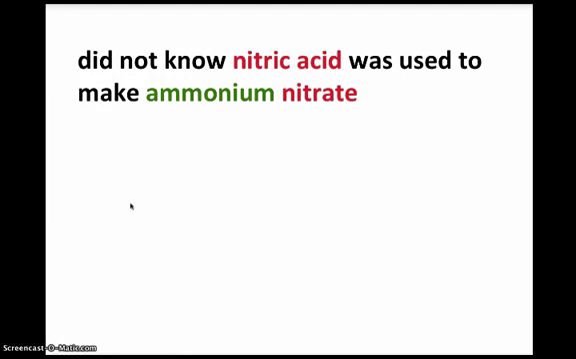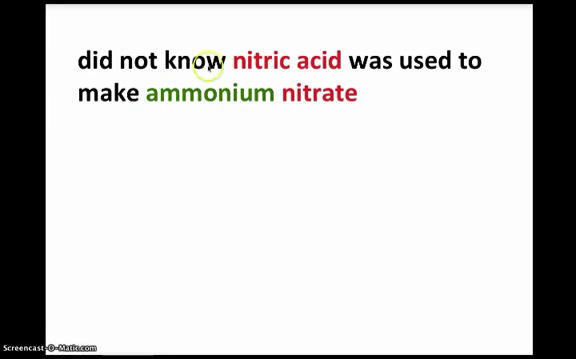So I'm going to take you through C2 using some examiner's comments from last year. First of all, people didn't know that nitric acid was the acid used to make ammonium nitrate. Now there are two things that you need to think about here. The first of all is nitric acid makes a salt with an ending of a nitrate. So nitric acid makes a nitrate.